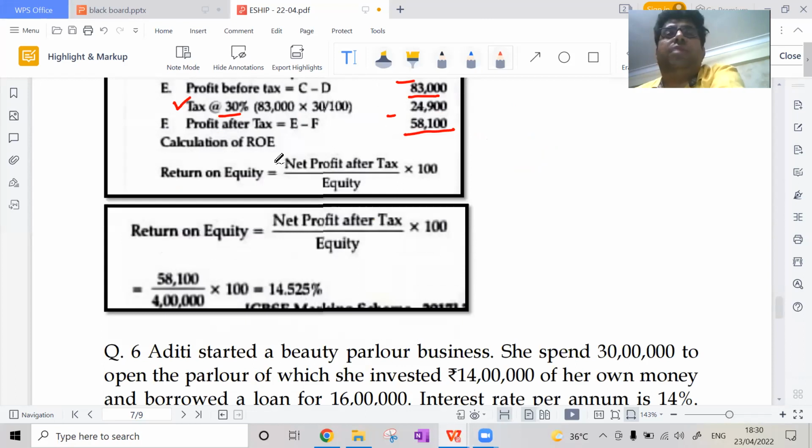Okay, net profit after tax divided by equity, multiplied by 100. So it will be 58,100 divided by 4 lakh multiplied by 100. So it will be 14,525. Okay. So just a second.